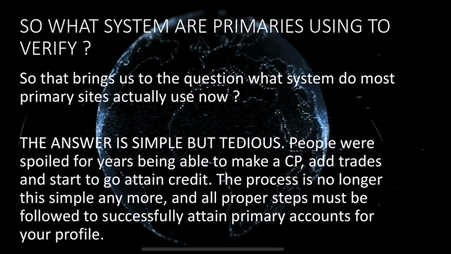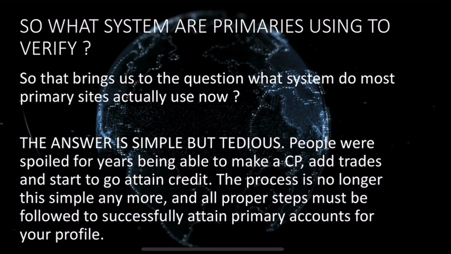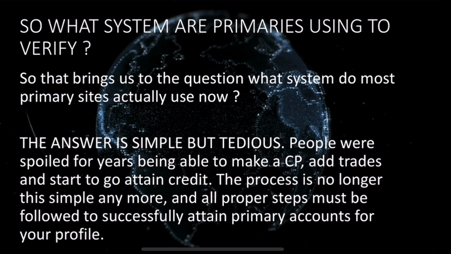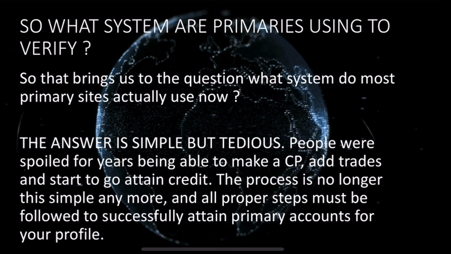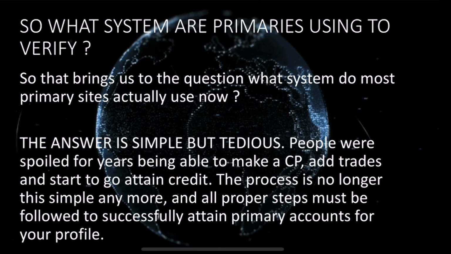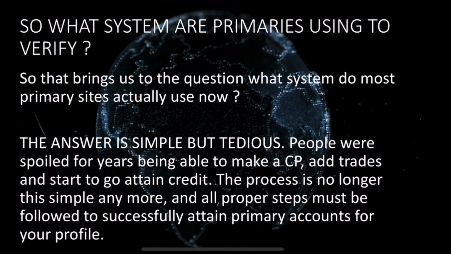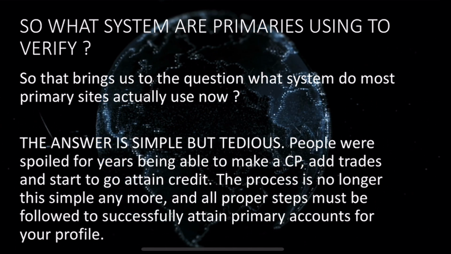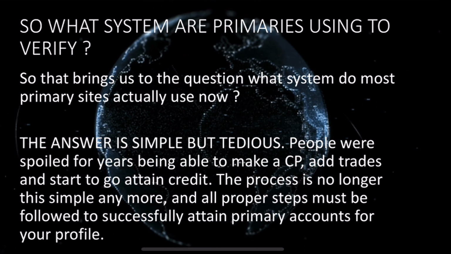That brings us to the question, what systems do most primary sites actually use now? The answer is simple but tedious. People were spoiled for years being able to make a CP, add trades, and start to go and attain credit. The process is no longer this simple anymore, and all proper steps must be followed to successfully attain primary accounts for your profile. When we talk about all the proper steps, we're talking about basically the basic information.